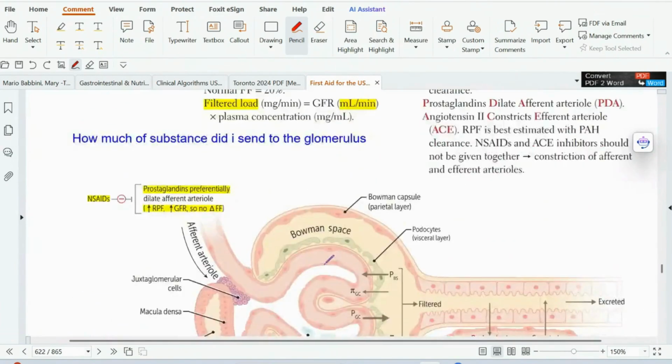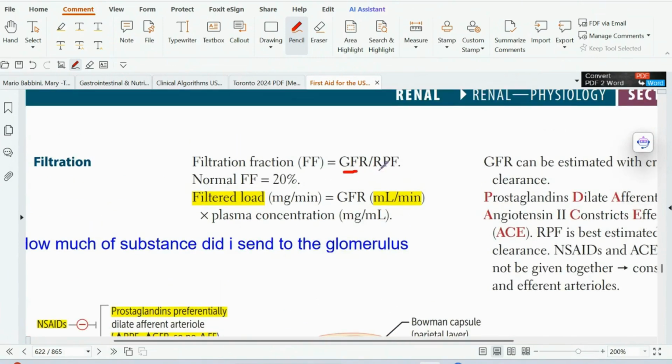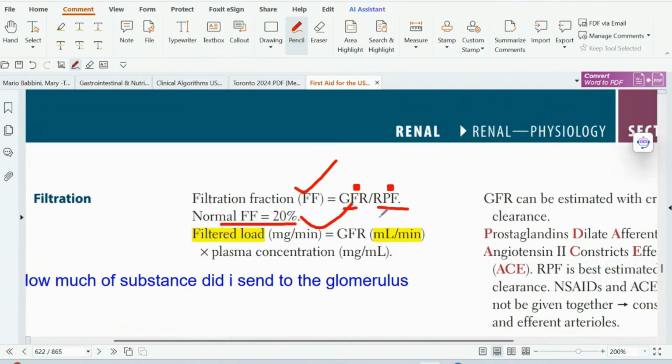All right. Now moving forward, filtration. What they did is they take both of these, GFR and how much the renal system is receiving, and they came up with filtration fraction. So all that we did here, GFR with inulin, RPF with PAH. If you really want accurate measurements, you get the filtration fraction. Normally, it's supposed to be 20%. So I filter 20% of how much plasma is coming in. Make sense? I filter 20% of whatever the renal system receives. That's what it means.